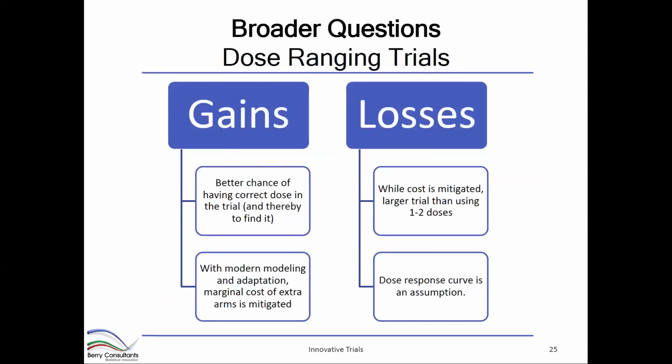The losses here: while the increase is mitigated, it certainly is an increased cost. So you will have to, in the planning phase, figure out what that number actually is. And in addition, the assumption of dose response assumes a curve. They're often robust, but if they're wrong, you can have problems. And ways they might be wrong, you might assume monotonicity and find out your dose response isn't monotonic. Those kind of errors can happen.